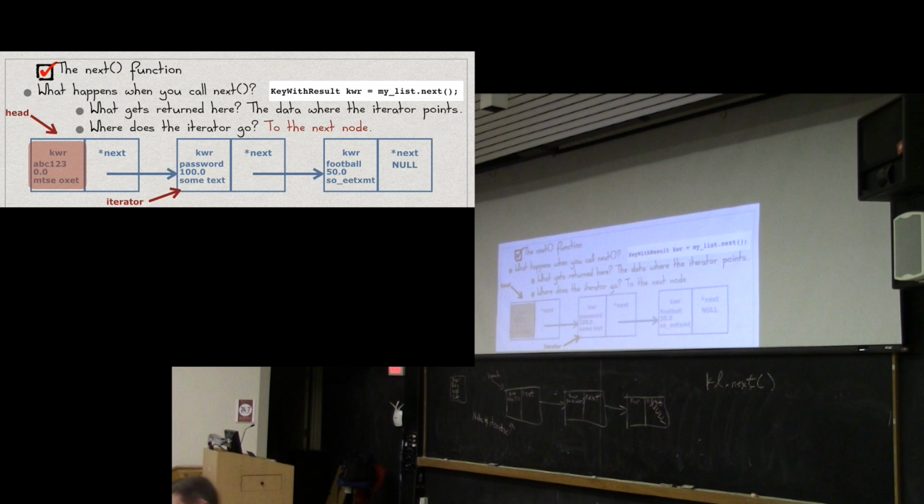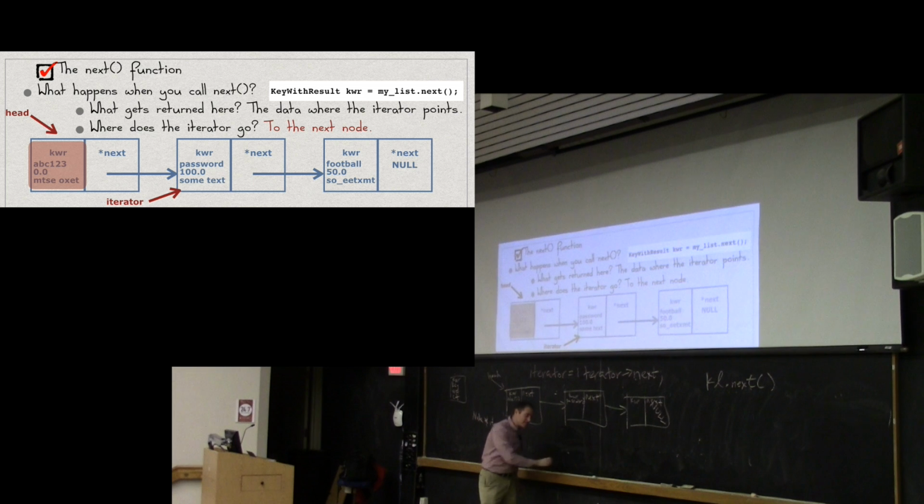Think about how you traverse a list in general. Okay, who wants to tell me what this is? Tony, go. Iterator gets iterator next.